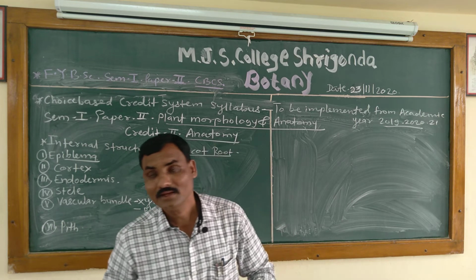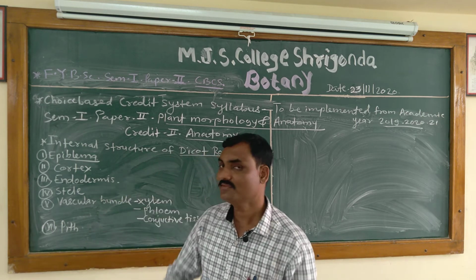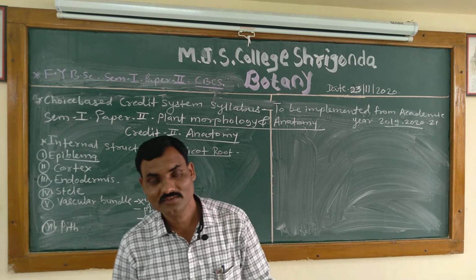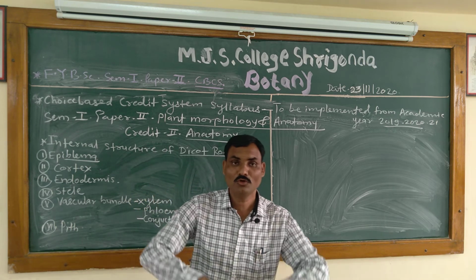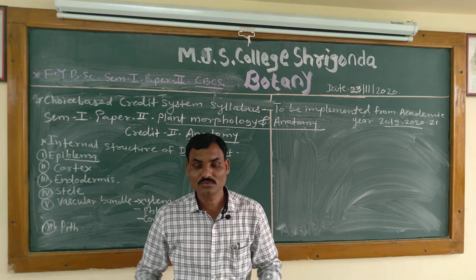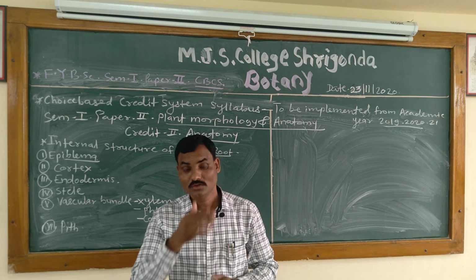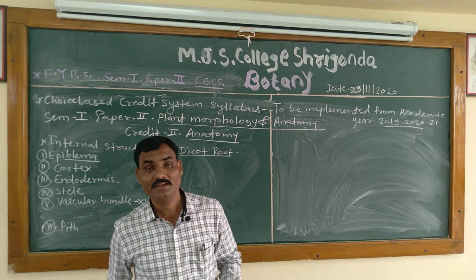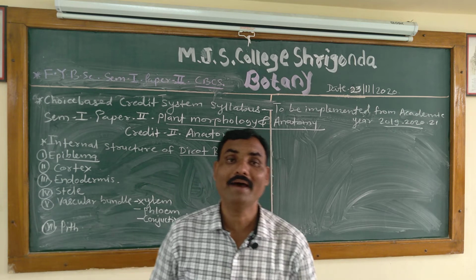Okay. Then another point is endodermis. Inner to the cortex there is endodermis. It is the innermost layer of the cortex which surrounds the stele. That endodermis surrounds the stele. It is composed of barrel shaped cells.